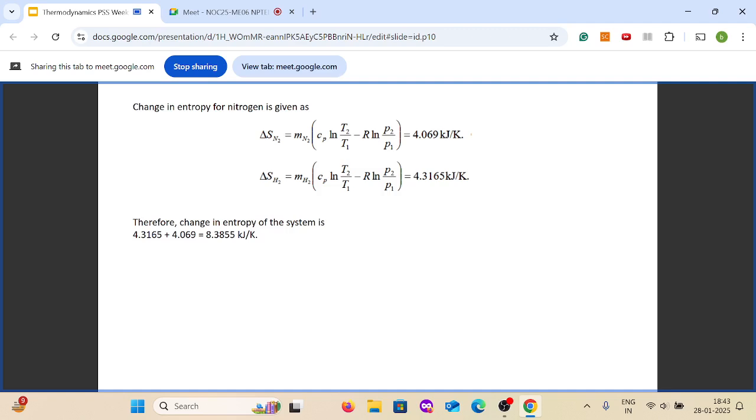So what is this 8.3855? It is the entropy generated because of mixing. In other words, you need to do some work to separate out these two gases again. This is not a reversible process, it's an irreversible process, so you cannot separate the gases. You have to do some work to separate these gases back again as two gases. So that is this entropy generated, basically because of the entropy of mixing.